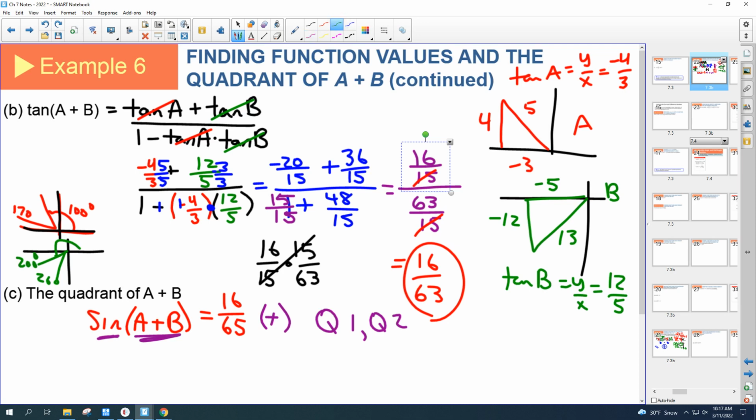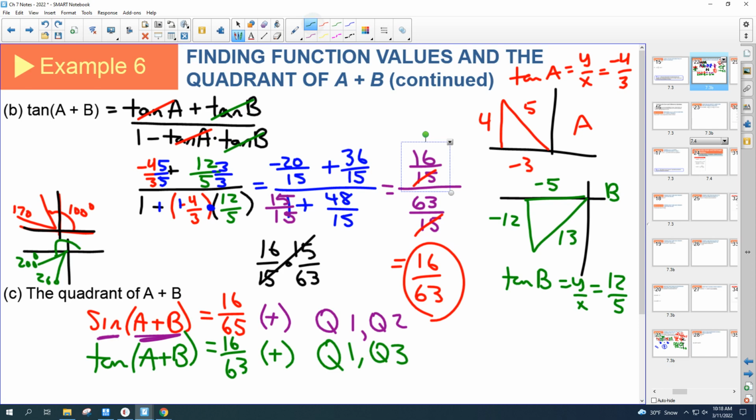But then in part B, we just did part B, and we found tangent A plus B was 16/63. That's also a positive result. So where is tangent going to lead to a positive result? 1 and 3, very good. So we have to do both of those things. Sine has to be positive and tangent has to be positive. That can only happen in which quadrant? Must be quadrant 1.